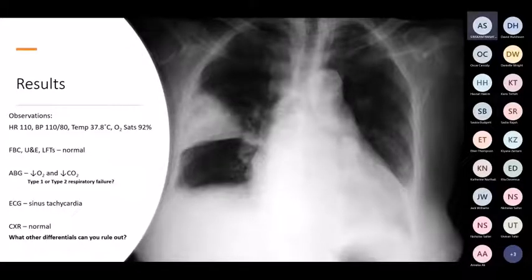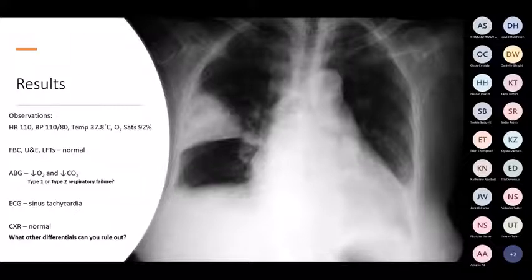Got a couple of type 1s. Got a few type 1s coming through. Cool. Yeah, perfect. So it's type 1. In type 2, the increased CO2 is the characteristic thing. And the ECG comes back showing sinus tachycardia, and the chest X-ray is normal.